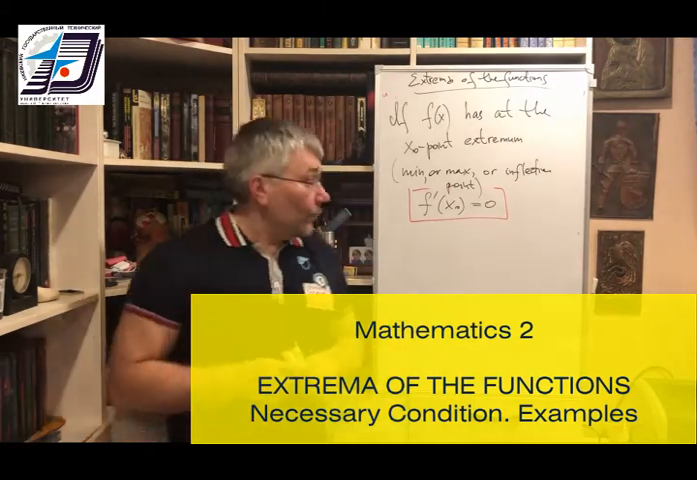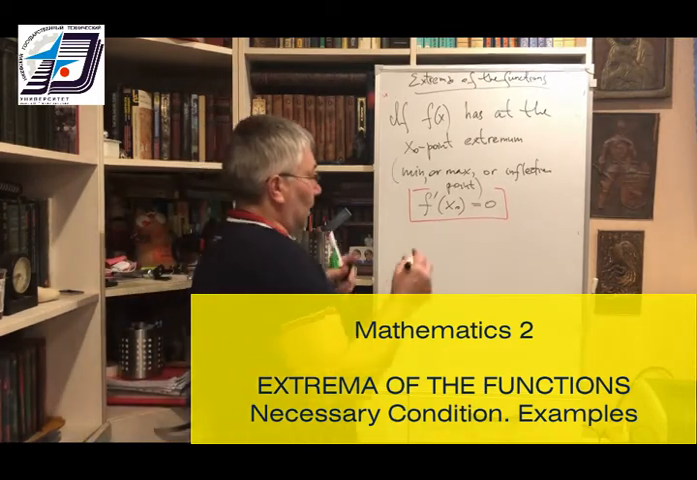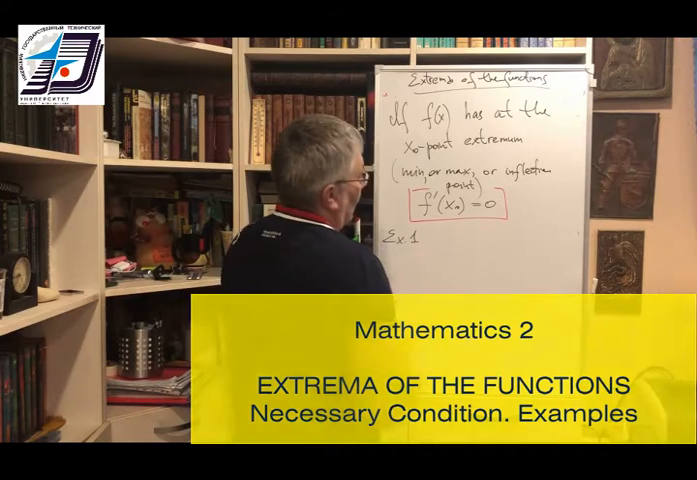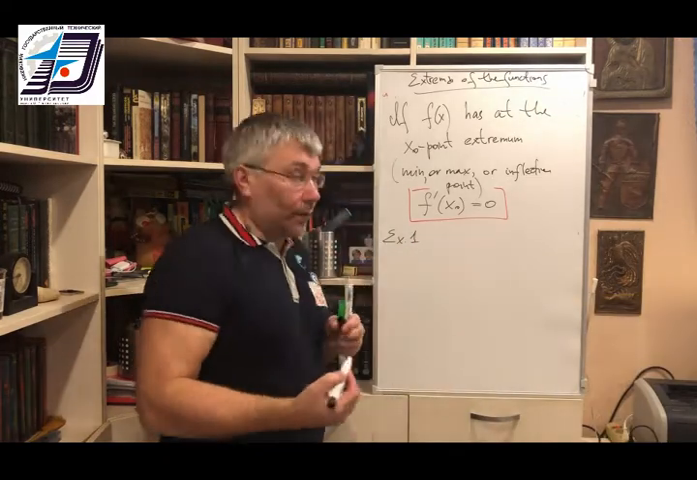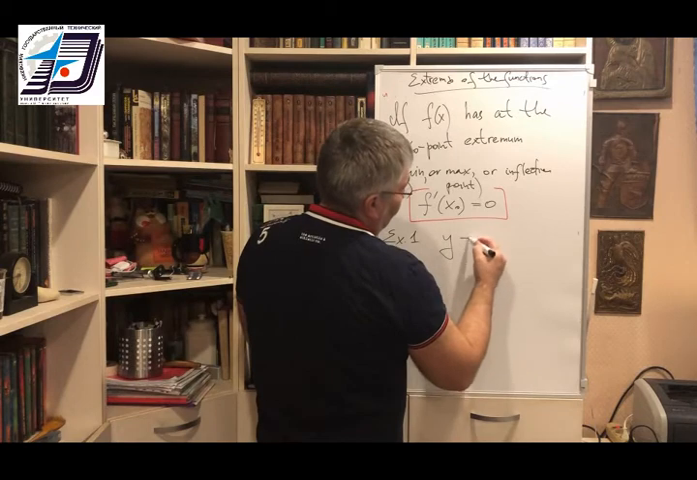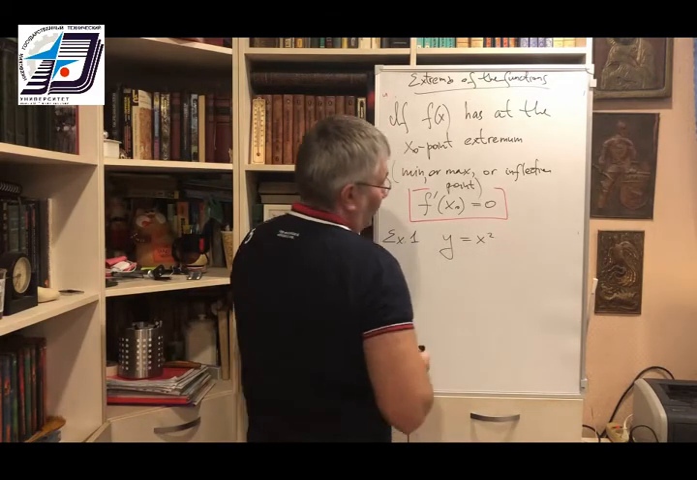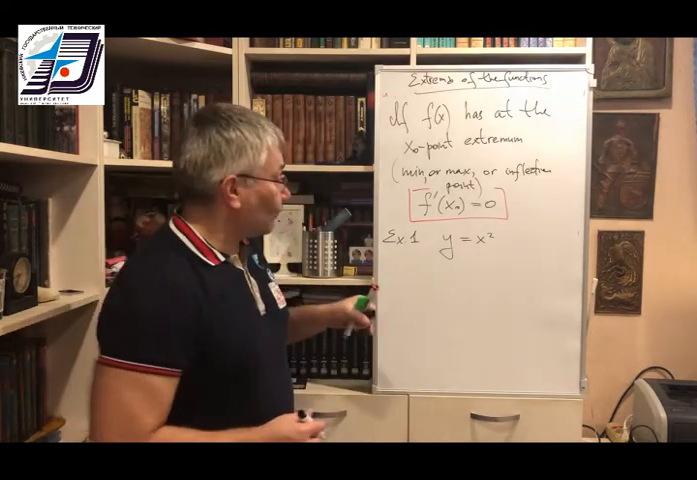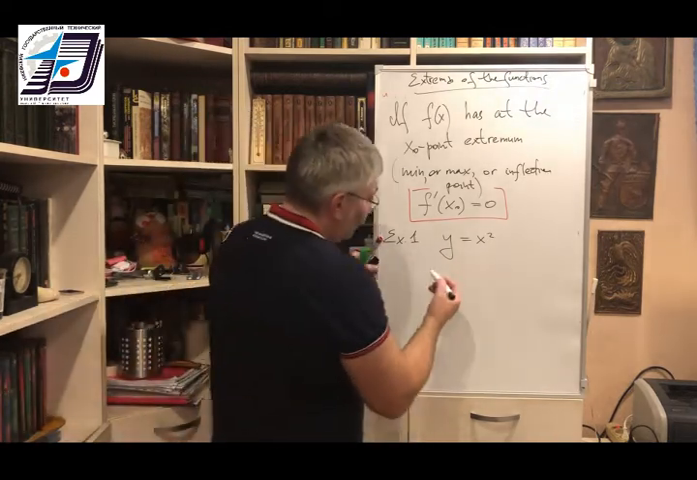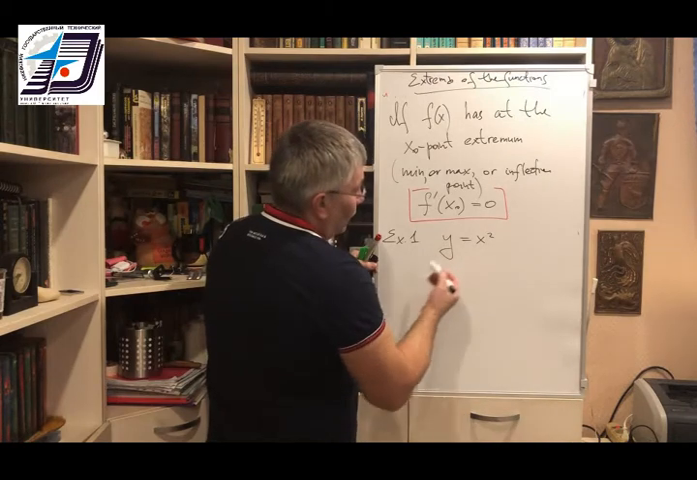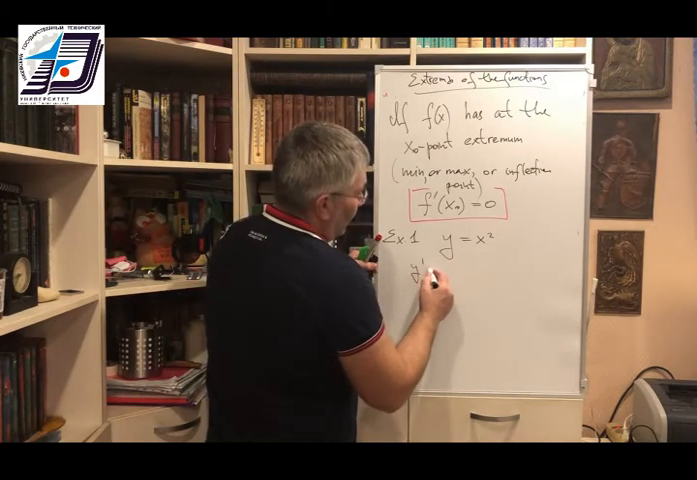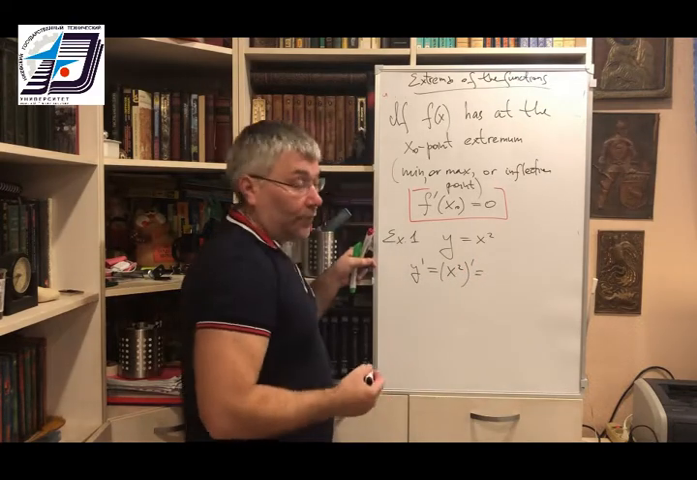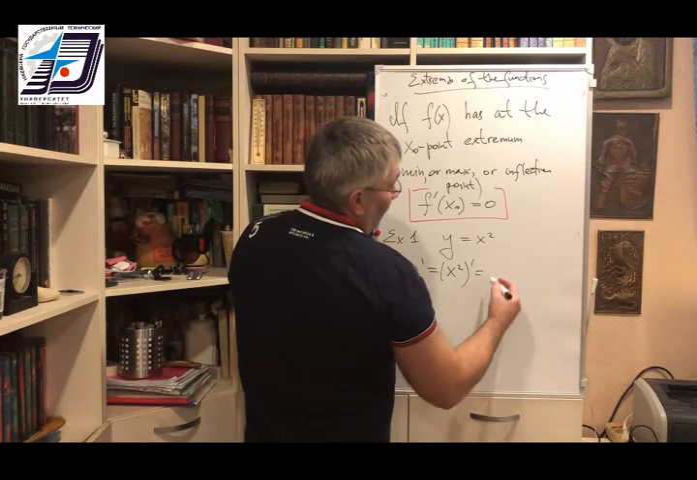Now, how does it work? The first example. Example 1. The easiest one. For example, y equal x squared. And we want to know the extremum of this point. I have to calculate the derivative of this function. The derivative of y equal x squared, and we can use the formula for the derivative of the function. We have 2x.